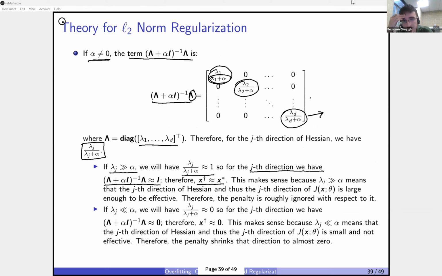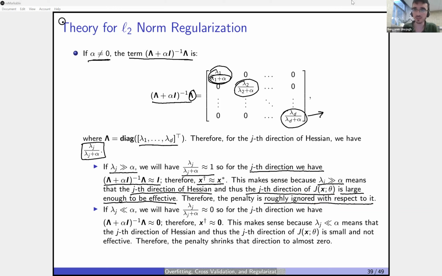Okay, so this makes sense. Why does it make sense? Because lambda j, I think I should denote it by lambda j, being much greater than alpha in this case means that the jth direction of the Hessian, and thus the jth direction of J, is large enough to be effective. Do you understand? Therefore, the penalty is roughly ignored with respect to it.